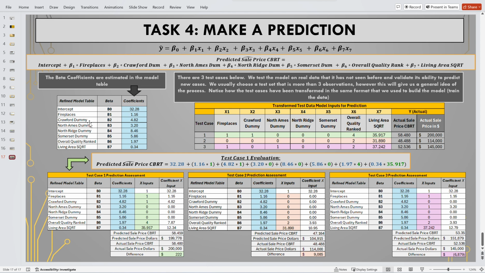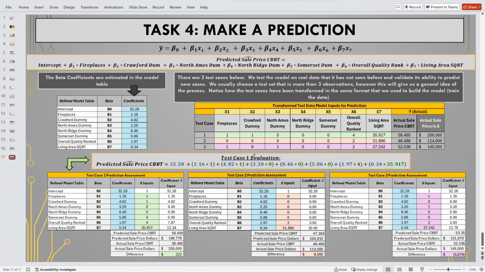Then we add beta 2, the coefficient for Crawford dummy, and multiply that by the Crawford dummy. Beta 3, our North Ames dummy, 3.2, we insert that into the equation and multiply it by that North Ames dummy input, and so on and so forth. So that's how this model equation is built. These beta coefficients are estimated in your model table output, and then you multiply them by these transformed test case values to get a prediction.